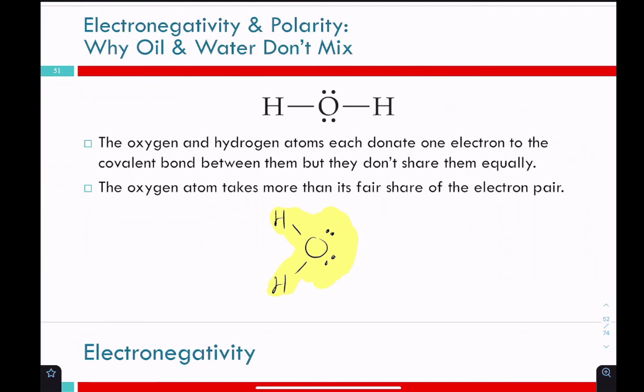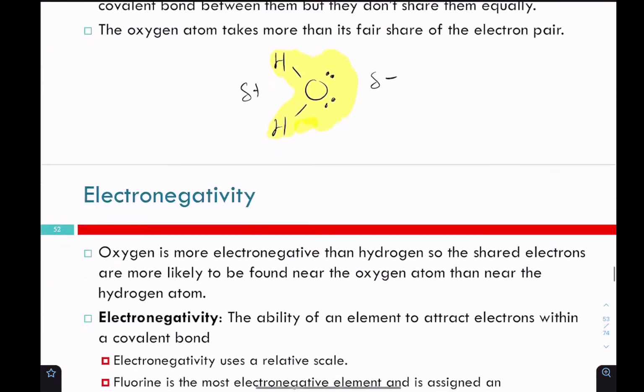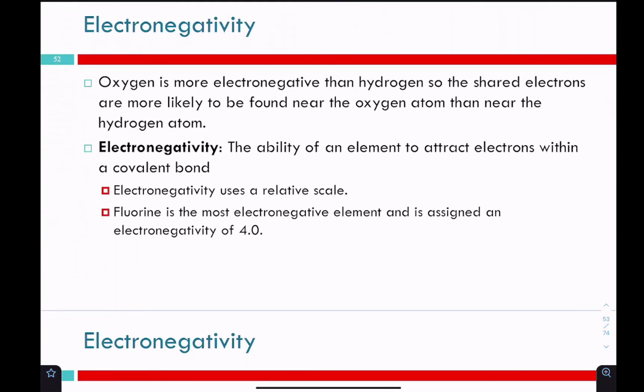And because electrons are negative, this then has a slightly, and that little squiggly thing means slightly negative. This other side where there's fewer electrons is slightly positive. And this is determined by a property called electronegativity. So oxygen is more electronegative, and you can think of electronegativity as how much the atom wants to steal other atoms' electrons, how much they want to hold on to them.